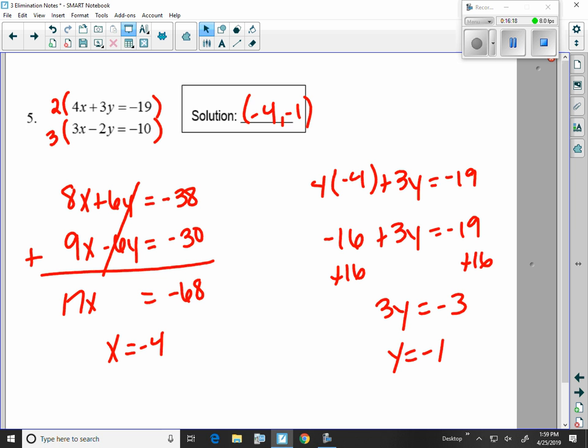-4, -1. Okay, now if you did the opposite, like if you canceled out x instead of y, your work's going to look different. That's okay. But you should end up with the same exact answer no matter what you did. Did anybody cancel out the x's at the beginning? Did you get the same answer? Okay, cool. If you didn't, let me know. I'll come check your work.